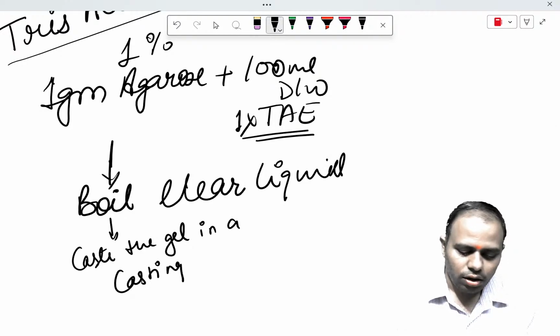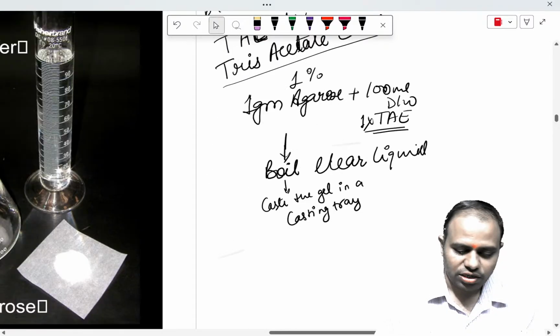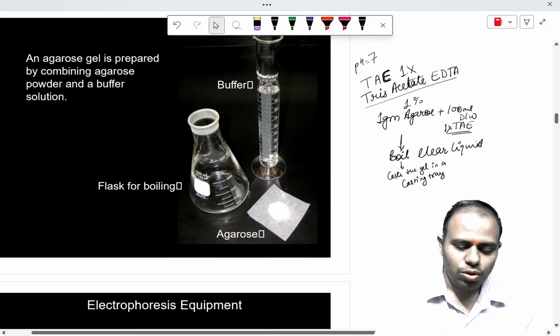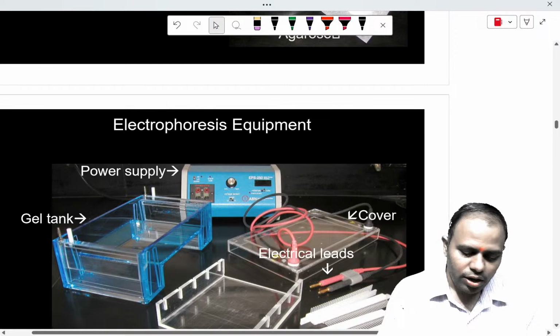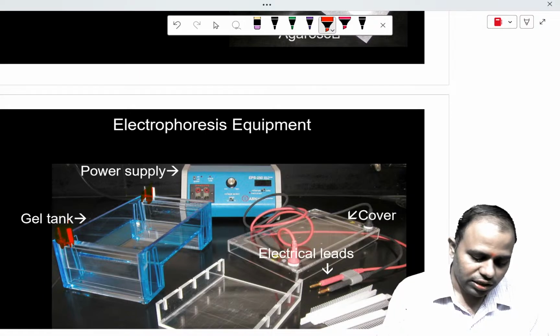I'll show you the diagram of the casting tray also. Okay, you are going to see this in your practicals also, so don't worry. This is the electrophoretic equipment. This is a gel tank which is used to do the electrophoresis. It has two different units, the positive and negative terminal.